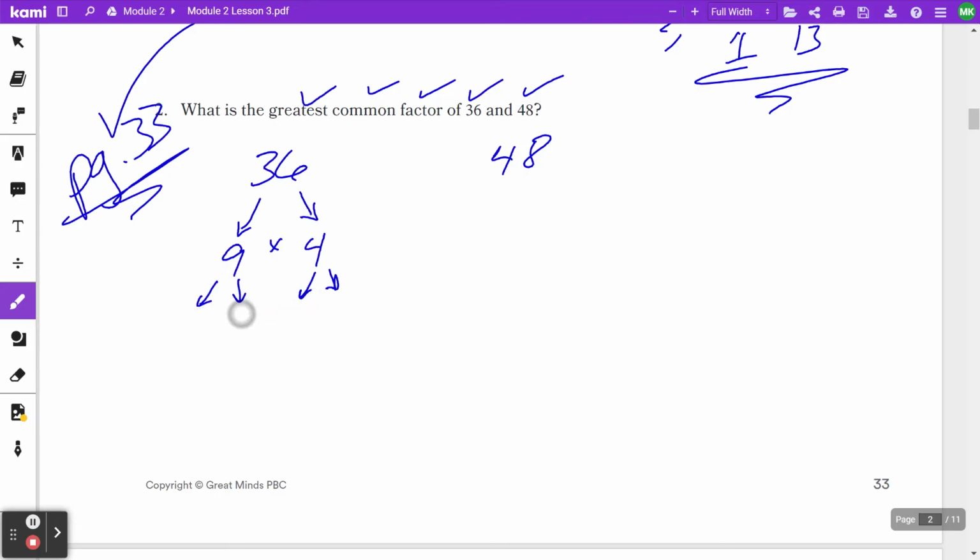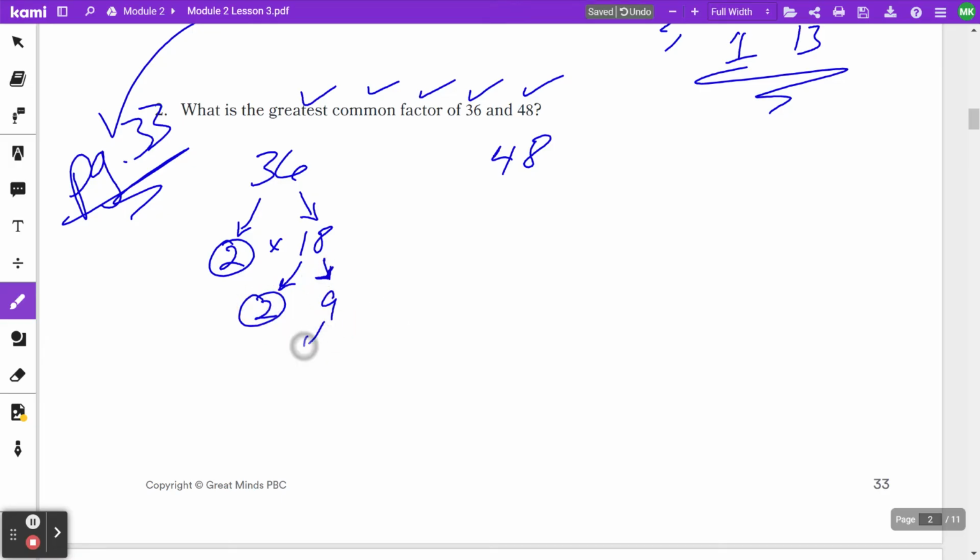So if you decided to use, what was the other one we didn't use there? A 2 times 18, I believe, right? A 2 times 18, 2 is prime, so that gets circled right away. And I say, hey, how do you get 18? How about a 2 times 9, right? 2 gets circled. Once it gets circled, you're done.